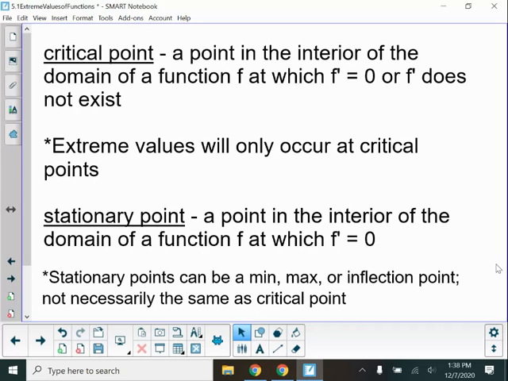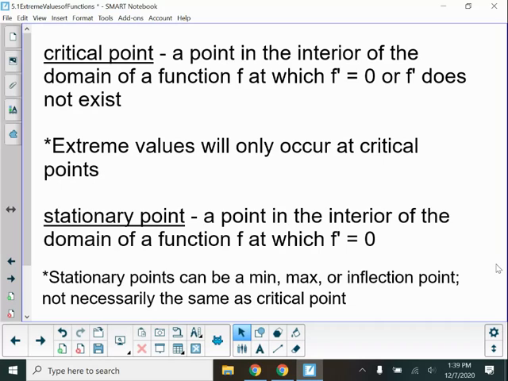So if you have some point that's not a critical point, it's not possible for an extreme value to occur there. Stationary points are the points where your derivative is equal to 0. So stationary points are going to exclude those places where the derivative does not exist. And as I said, you won't really see much distinguishing between them. Typically, we only talk about critical points and not stationary points.